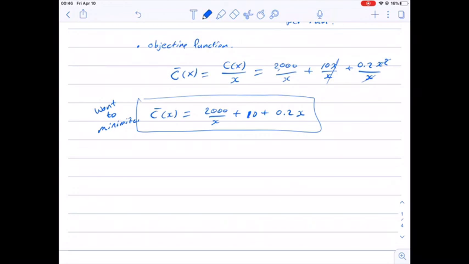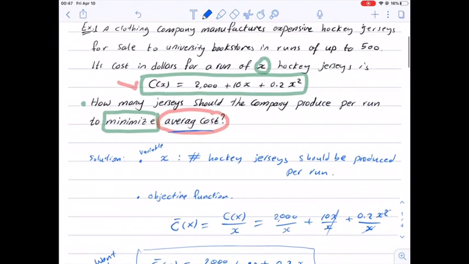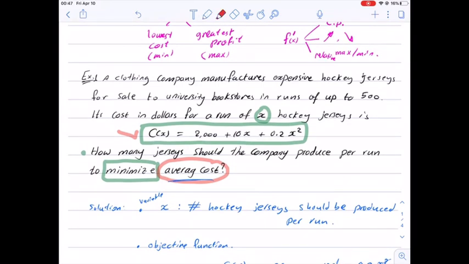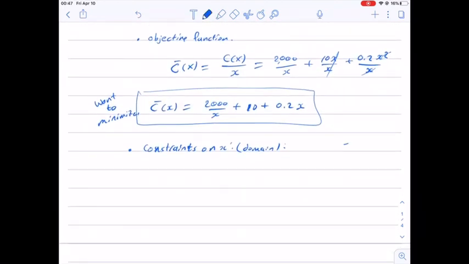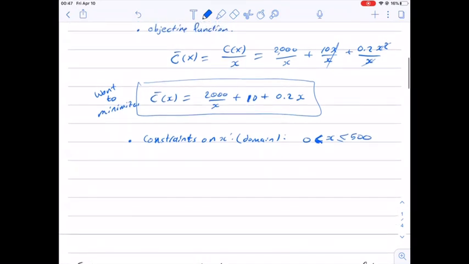In this case, we need to determine the domain. We have some constraints on x, on the variable x. So we need to determine the domain of application, or the applicable domain. From the problem we find that we want to have up to 500. So the maximum value of the quantity is 500. So x is less than or equal to 500, and for sure it's greater than 0. Or we can write it as an interval (0, 500].